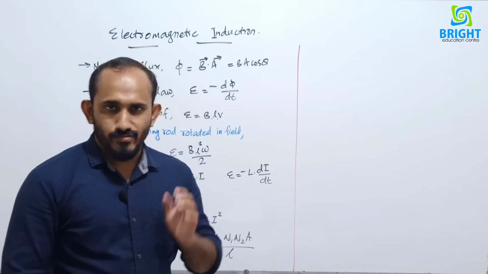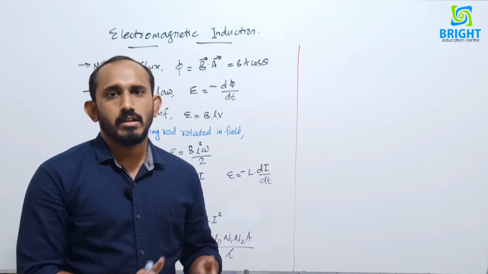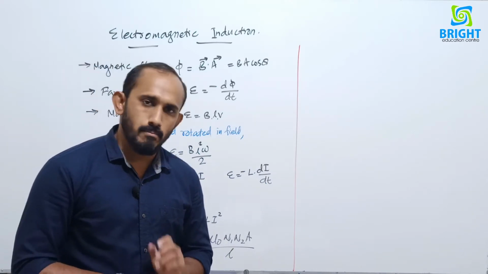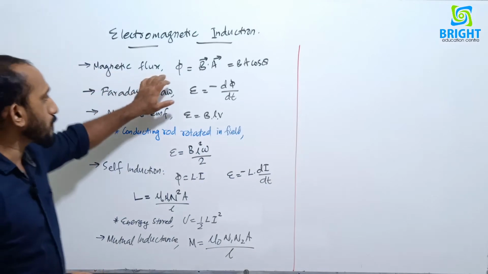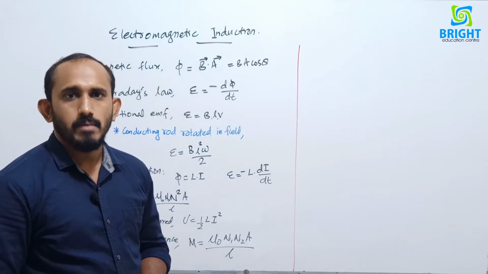So what is flux and what is electromagnetic induction? How can the EMF be induced? Those are the major concepts of this chapter. First, what is magnetic flux? Magnetic flux is the magnetic field lines passing perpendicular to a surface per area.